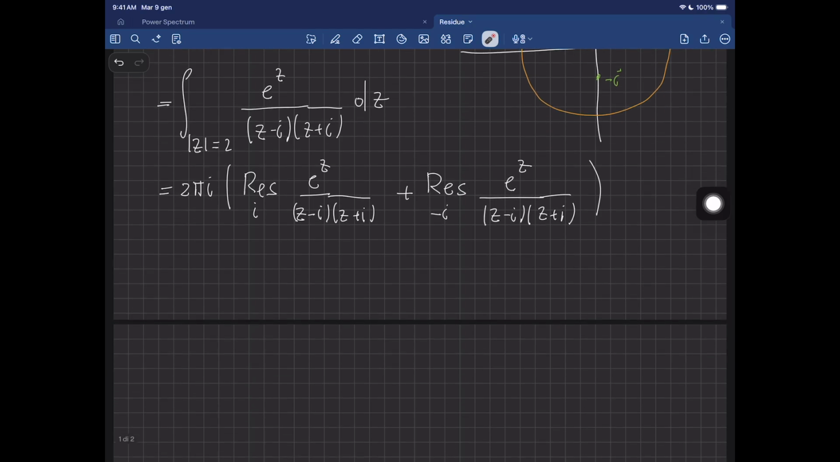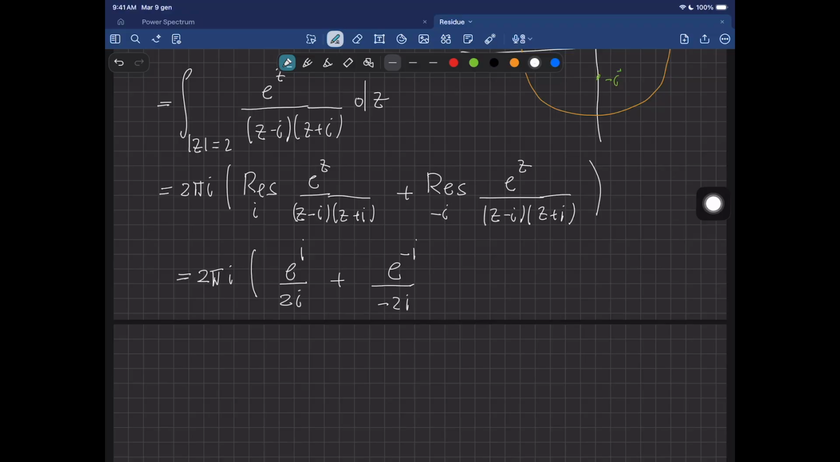Great. So now, how do you compute this residue? Since they are poles of order 1, there is a really easy way of doing it. So we have the residue at i, so we are going to cover the pole at i, and then we just plug in i in whatever remains. This means that the first one is going to be equal to 2πi times e^i divided by 2i, plus, and what we do here, the same thing, so we cover the pole at −i, and we plug in −i in everything else. So we get e^(−i) over −2i.